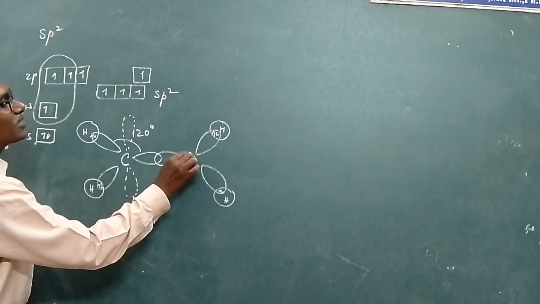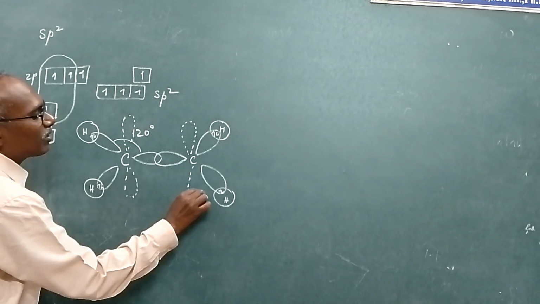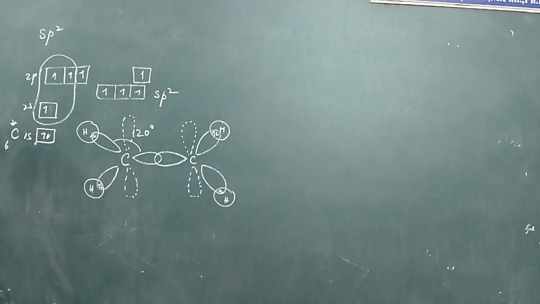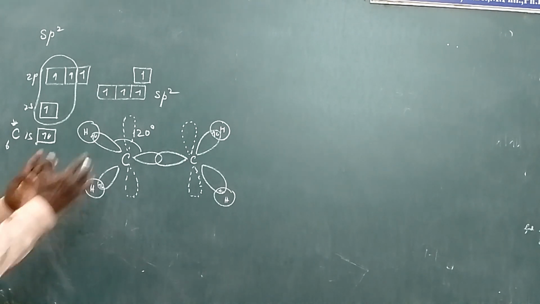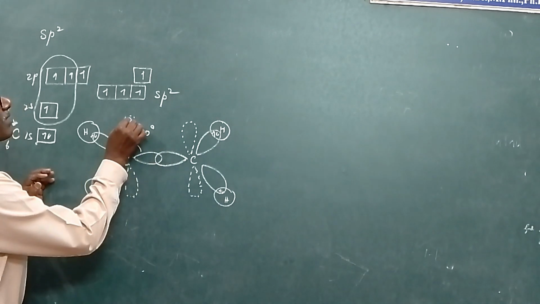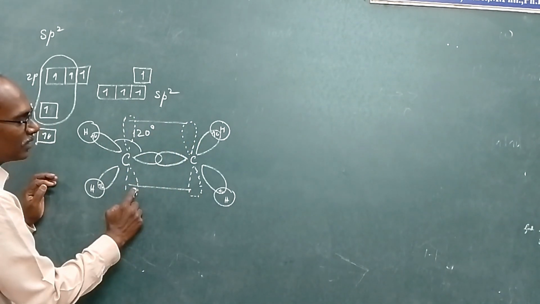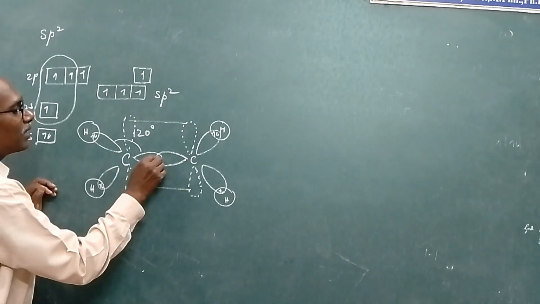And this carbon also has a perpendicular unhybridized p orbital. Both the perpendicular unhybridized p orbitals of these 2 carbons form a lateral combination. So this forms side to side overlap, whereas this is direct overlap, and this is side to side overlap.